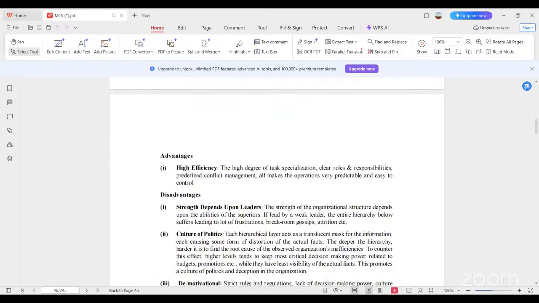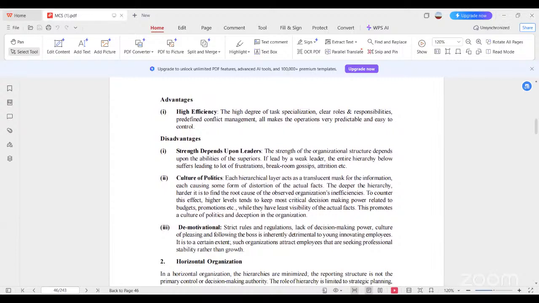Now, coming to the advantages of the hierarchical structure: high efficiency. The hierarchical structure provides clear roles and responsibilities, high specialization, well-defined procedures, and predictable operations. So, this will make our control very easy and effective. Take an automobile manufacturing plant: the assembly line workers perform specialized tasks, they have strict quality checks, and they have very high productivity and consistency.